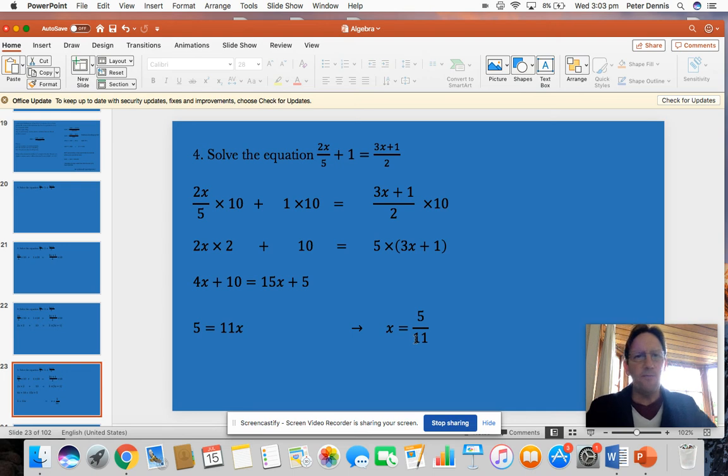In the HSC, you could get your calculator out, calculate this side, put 5 over 11 into this side, see what it equals, put 5 over 11 into this side, see what it equals. If you've got the same thing, you know you've got it right. So you can always check your answers. You don't want to waste too much time doing that.